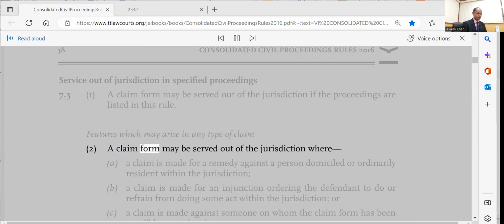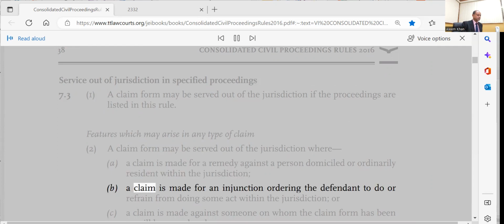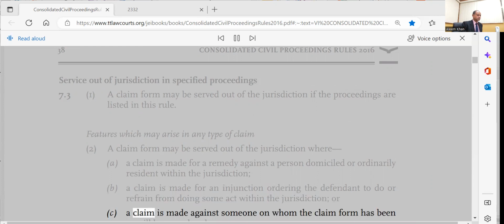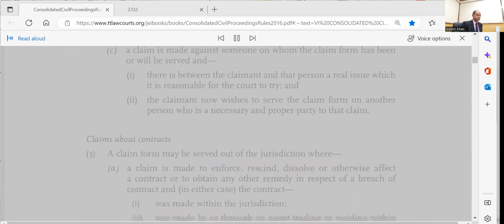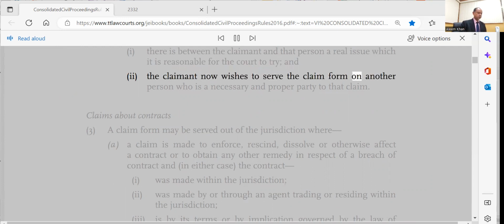(2) A claim form may be served out of the jurisdiction where (a) a claim is made for a remedy against a person domiciled or ordinarily resident within the jurisdiction; (b) a claim is made for an injunction ordering the defendant to do or refrain from doing some act within the jurisdiction; or (c) a claim is made against someone on whom the claim form has been or will be served and (i) there is between the claimant and that person a real issue which it is reasonable for the court to try, and (ii) the claimant now wishes to serve the claim form on another person who is a necessary and proper party to that claim.